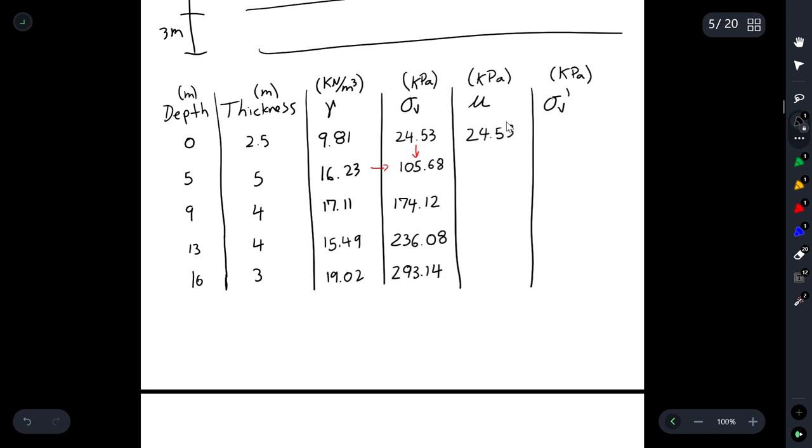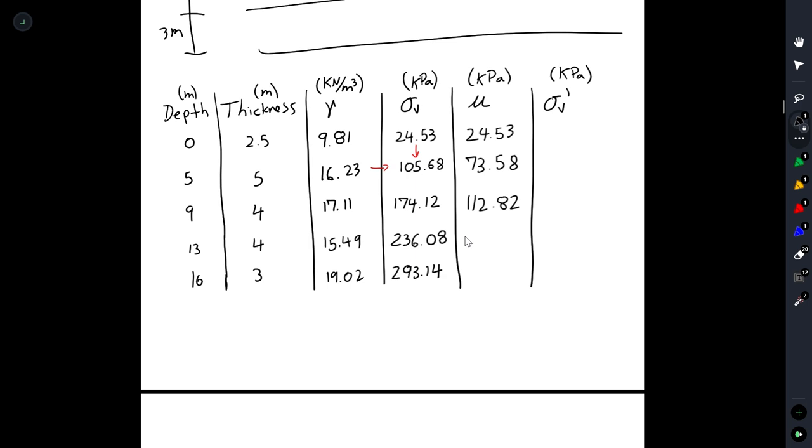And the next one is at a depth of 5, but because the layer of water is 2.5 meters above the surface, we're going to get a head of water of 7.5. So we're going to get 7.5 times 9.81, 73.58. Then we keep going, 7.5 plus 4 is 11.5, times 9.81, 112.82. At the next level, it will be 152.06. And finally, 16 plus 2.5 is 18.5 times 9.81, 181.49. Okay?